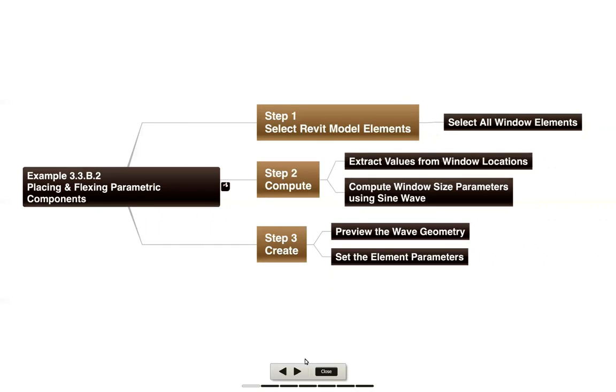For our next example, let's take a look at how we can use Dynamo to both place and flex the parameters of some parametric component families. We're going to do this in a number of steps. We're going to select some Revit model elements, in this case, a bunch of windows.